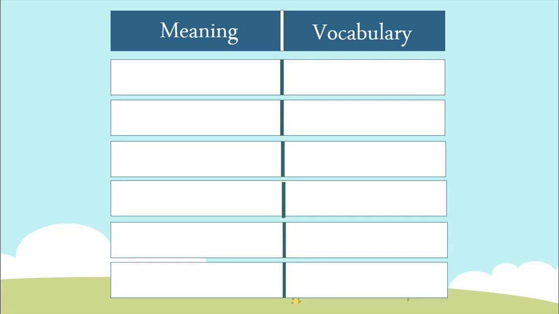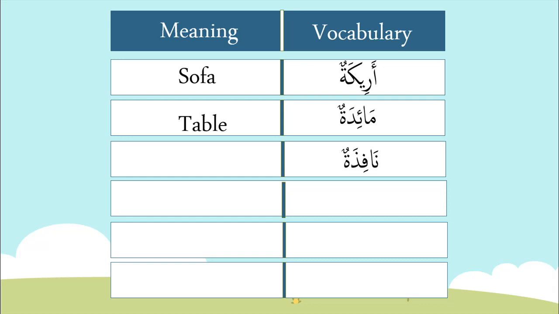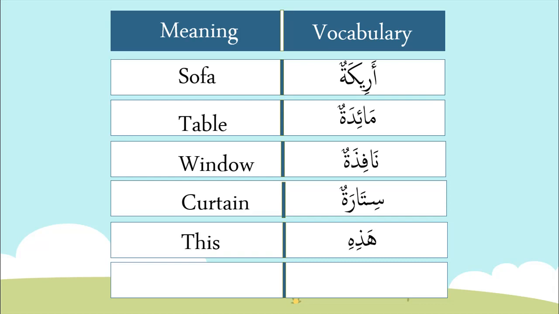Let's revise the vocabulary. أريكة, sofa. مائدة, dining table. نافذة, window. ستارة, curtain. هذه, this, which is used for feminine nouns, that is nouns that end with a closed ta, like نافذة، مائدة، ستارة.